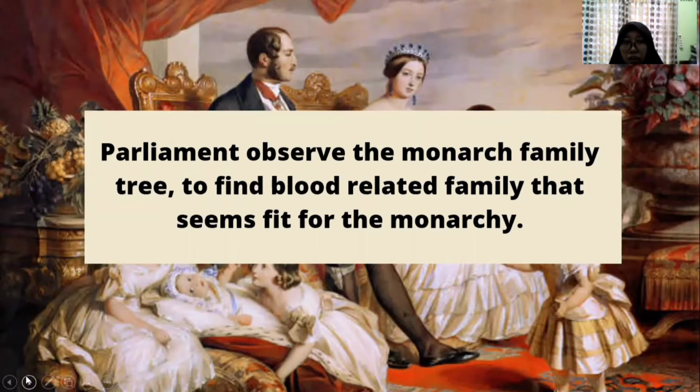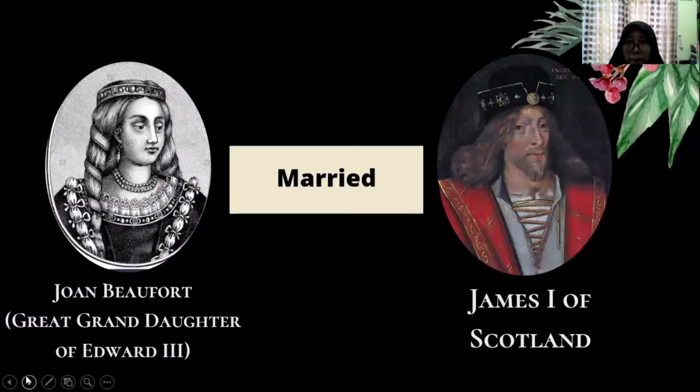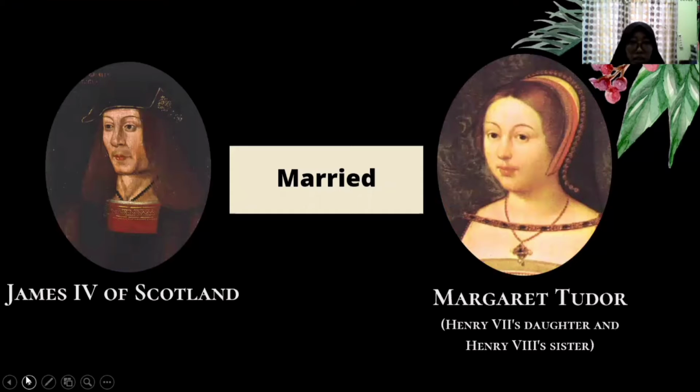And then Parliament observed the monarchy family tree to find a blood-related family that seemed fit for the monarchy. And then it was found out that John Beaufort, a great-granddaughter of Edward III, married James I of Scotland. And then Margaret Tudor also married James IV of Scotland.